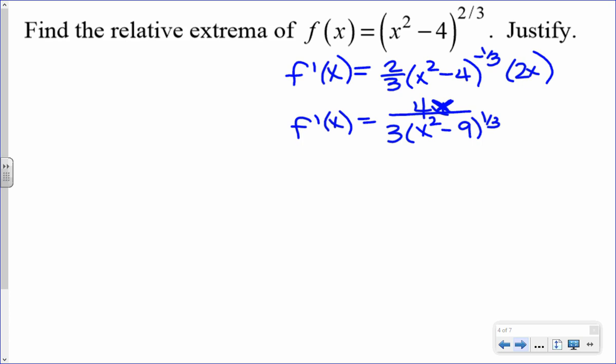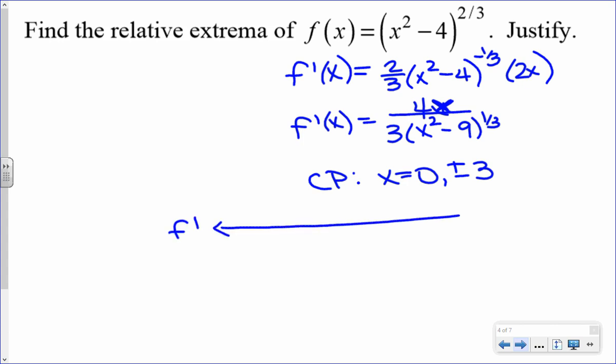Then we found our critical points. Our critical points were x is 0 because that's where our derivative was 0, and then plus or minus 3 because that's where our derivative was undefined. Okay. All review from yesterday. We placed these numbers on a number line, and then we tested our intervals.